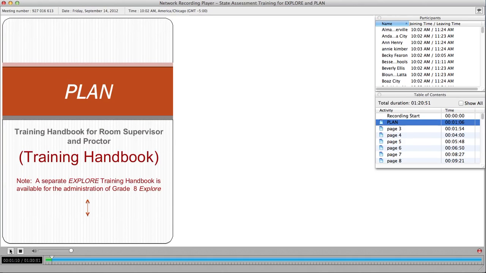Okay, so first of all, the Plan and Explore are so similar that we did send you a separate handout to give your room supervisors, proctors, and anyone else working with the Plan program, and then a separate handout for Explore participants. Today, we're going to go over the Plan training handbook, because there are so few differences that you will see in the actual training. But be sure that your room supervisors and proctors use the correct handbook.